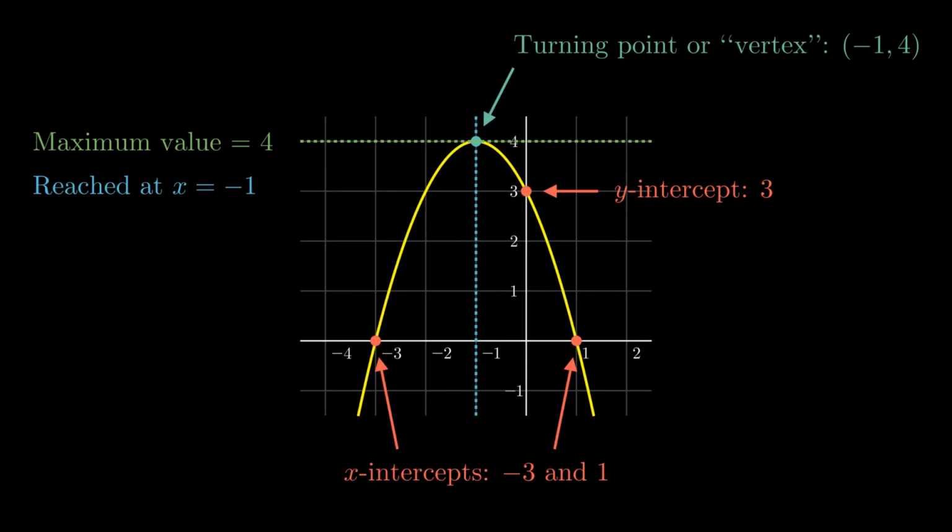It's important here to also note the symmetry of a parabola. Notice how the maximum value, that vertex, is reached at x equals -1, which is exactly halfway between those x-intercepts. And that's true for every parabola. And so those are the main features of the parabola that you should be aware of, okay?